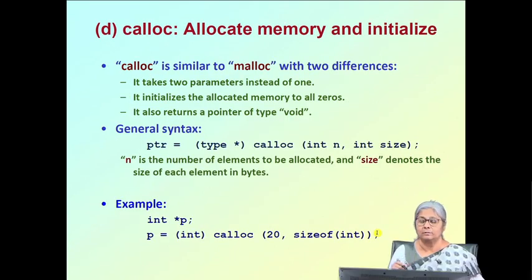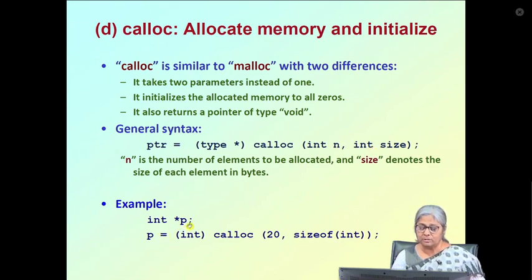Now, calloc. Calloc is allocate memory and initialize, because the only difference is that it initializes the array elements to 0. It takes two parameters instead of one, and it initializes the allocated memory to all 0. It also returns a pointer of type void. So, ptr = (type *)calloc(n, size). Here also the arguments are two: the number of elements and the size.